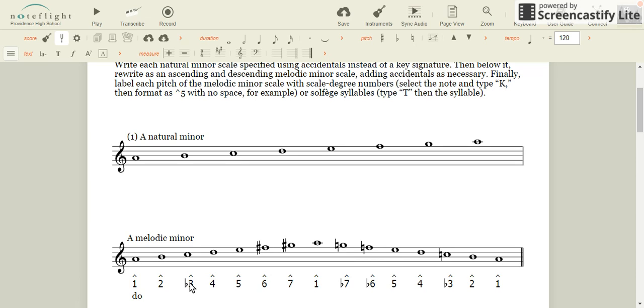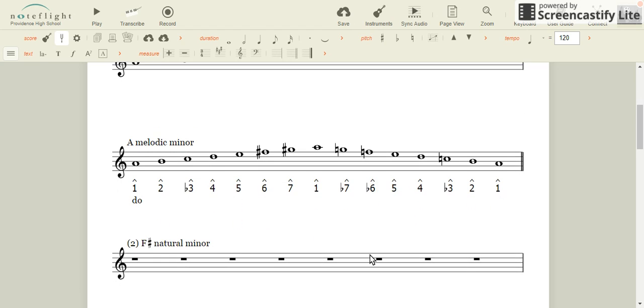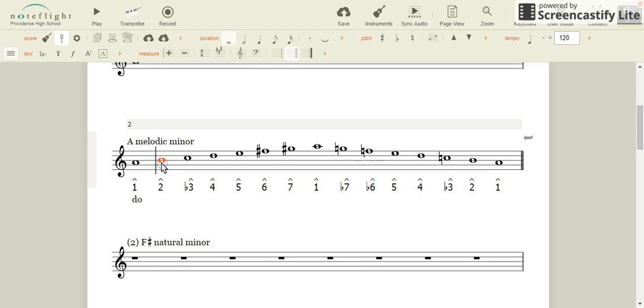Notice 3 is lowered from the major on the way up. 3, 6, and 7 are lowered from the major on the way down. All right, to put in our solfege, we'll use T. This is Re. T. Now this is usually Mi, but since it's lowered, I have to say it becomes Me. T, Fa. T, Sol. La. T. Do.